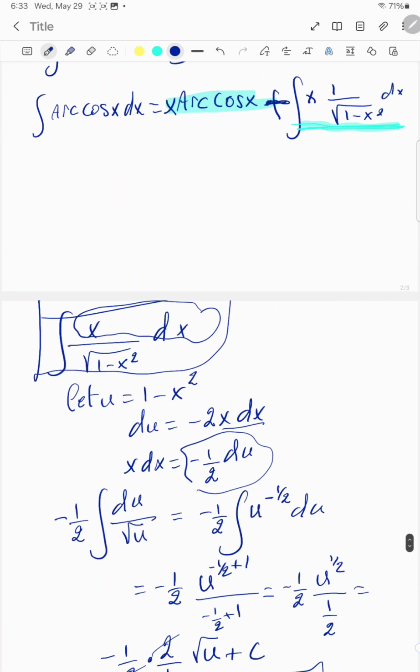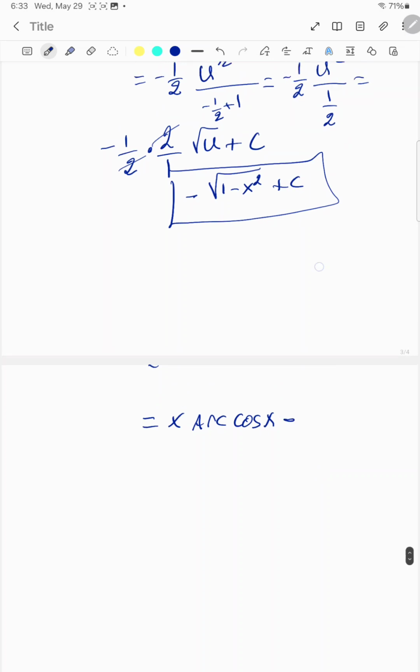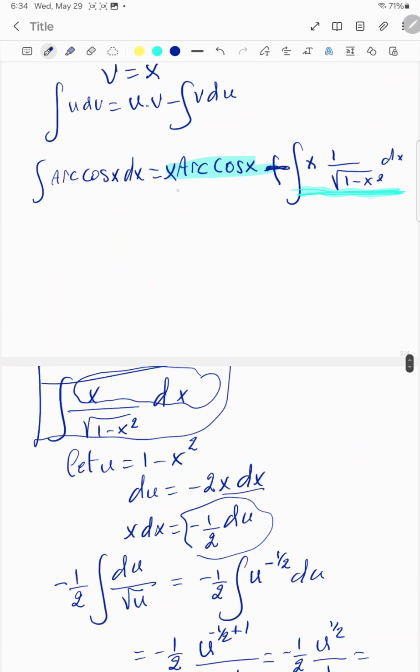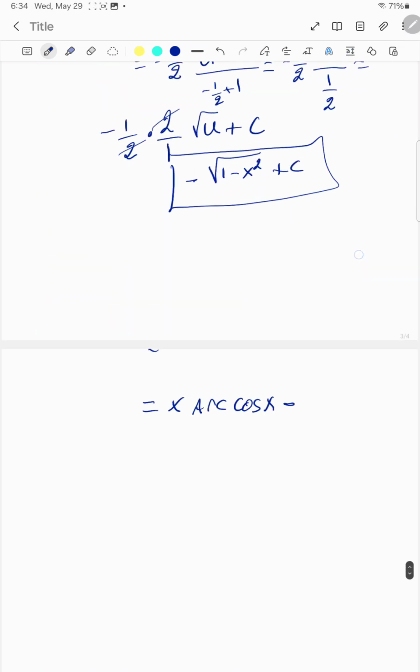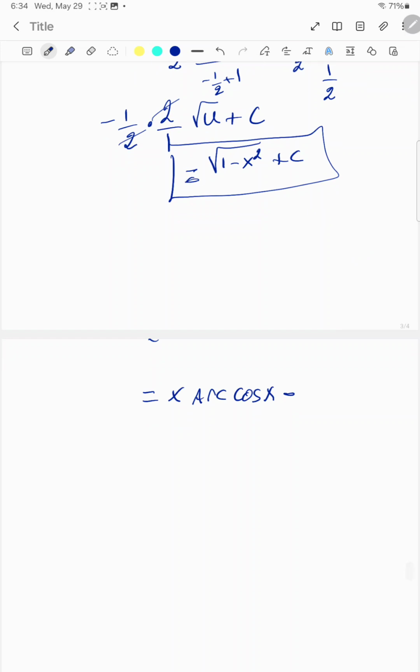So my final answer is x arccos of x. I have plus here, but I have minus from the integral, and plus times minus is minus, the square root of 1 minus x squared, plus c.